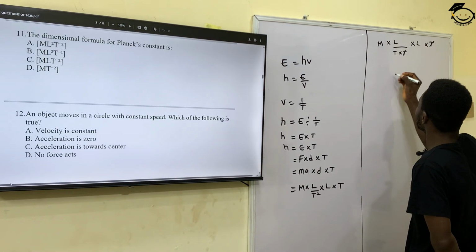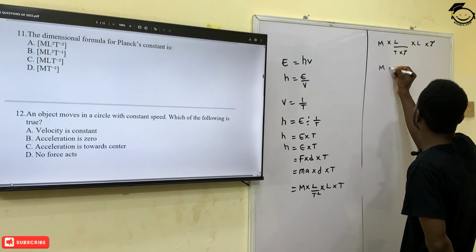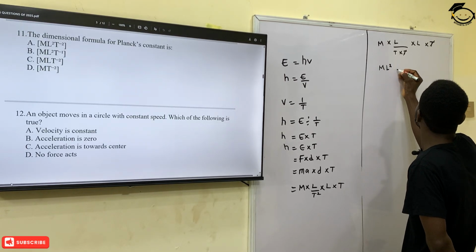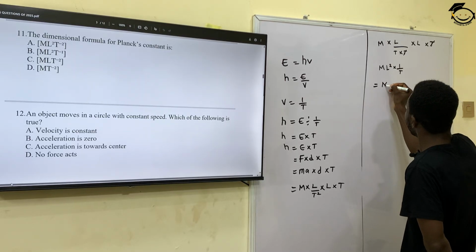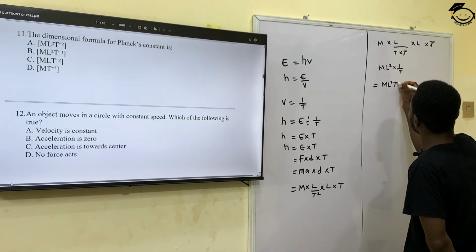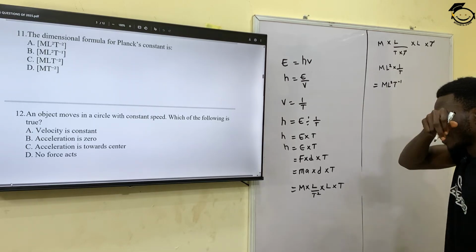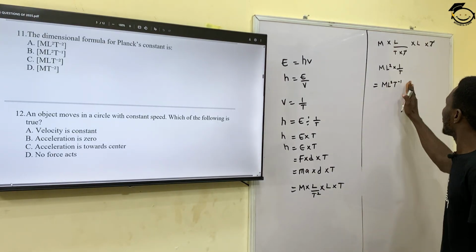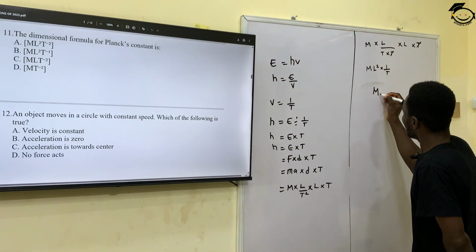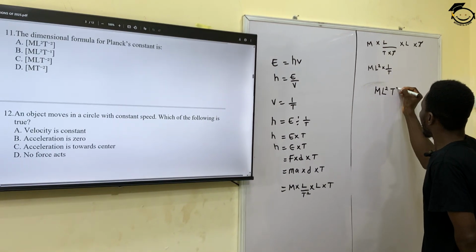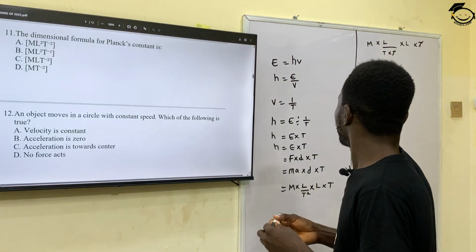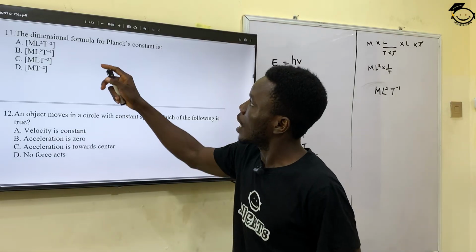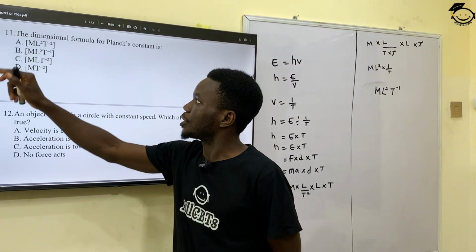So this T will cancel out this T. It means I have what? M L squared times 1 over T, which is the same as saying that I have M L squared per time. So we're looking for the dimension that has this format, M L squared per time. So the dimension for Planck's constant is M L raised to power 2 per time. So that is option B, as in this case.